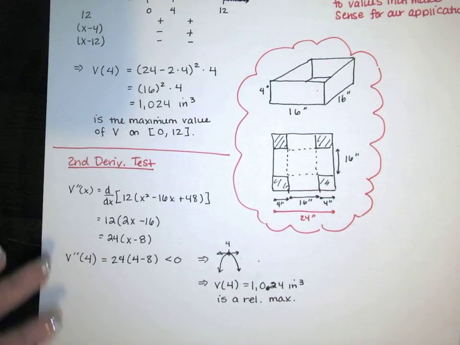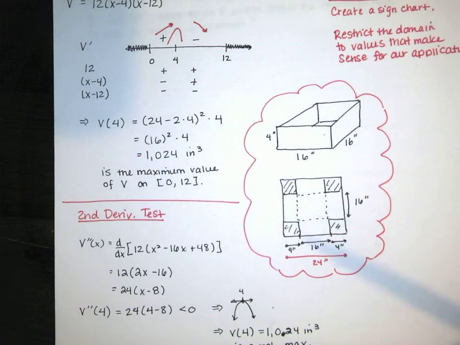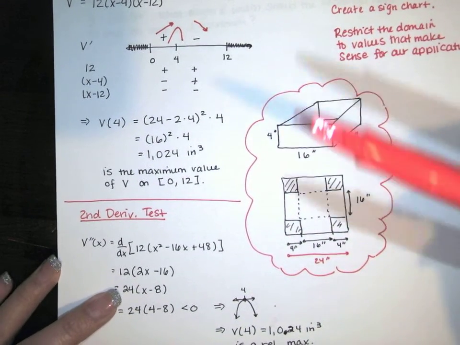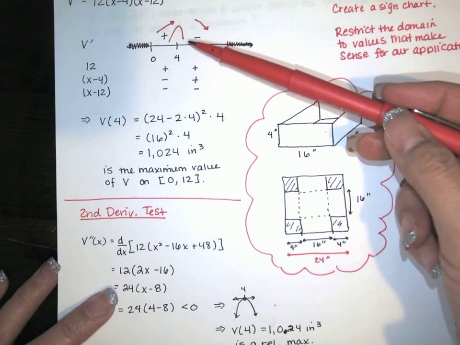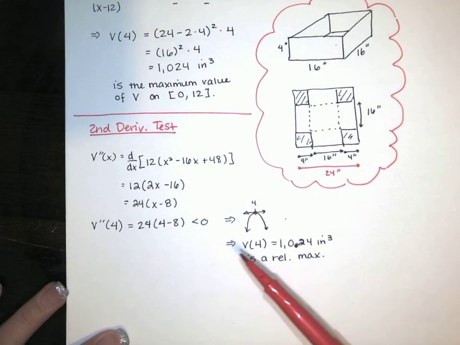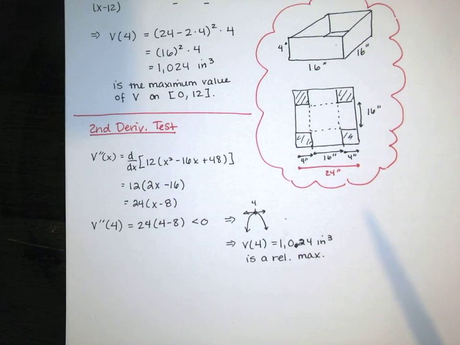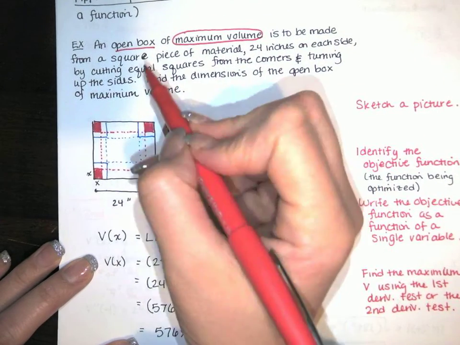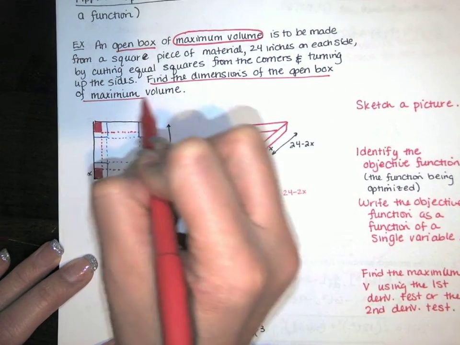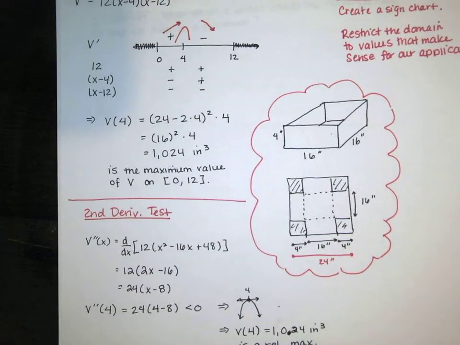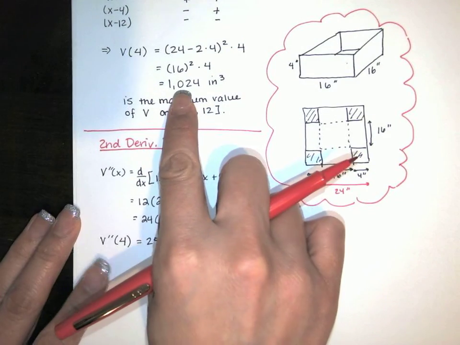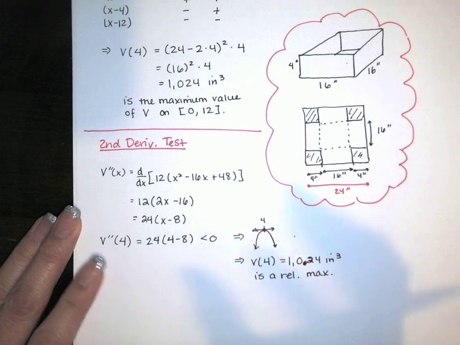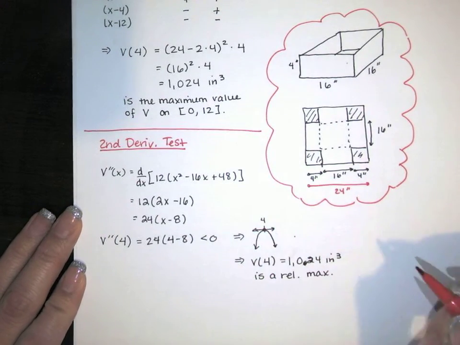Okay, so you use the first derivative test or the second derivative test to determine whether you've got a relative max or a relative min. We used the first derivative test and determined we had a relative max. We could also have used the second derivative test and said, hey, look, we still have a relative max. Either way, we're going to get the same answer. And then the last thing we do is we make sure we answered the question that they asked us. This one says, find the dimensions of the open box of maximum volume. So if somebody asked you for the dimensions of the open box of maximum volume, and you said 1,024 inches cubed, you would be wrong because you didn't answer their question. So make sure you answer the question asked.